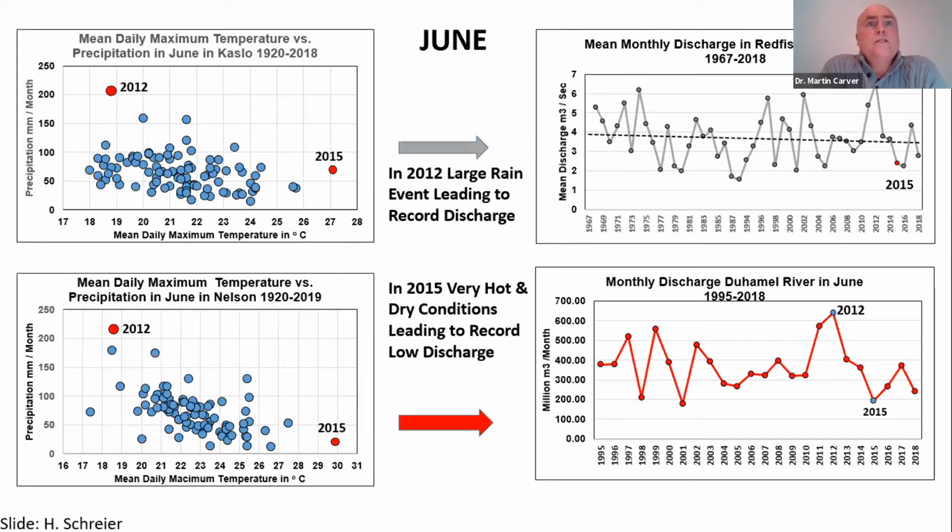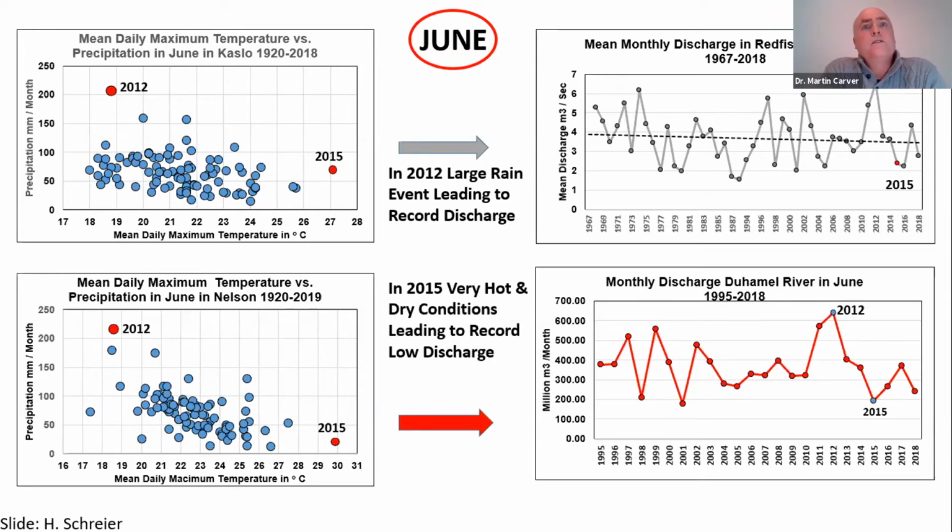Now the next two slides pull together the climate station data and the runoff. Look first to the left, and you see here, this is for June. You see the maximum daily temperature, the average for the month along the x-axis, and the precipitation, the total for the month on the y-axis. The top plot is for Kaslo, the bottom plot is for Nelson. So they're relatively near each other, an hour apart.